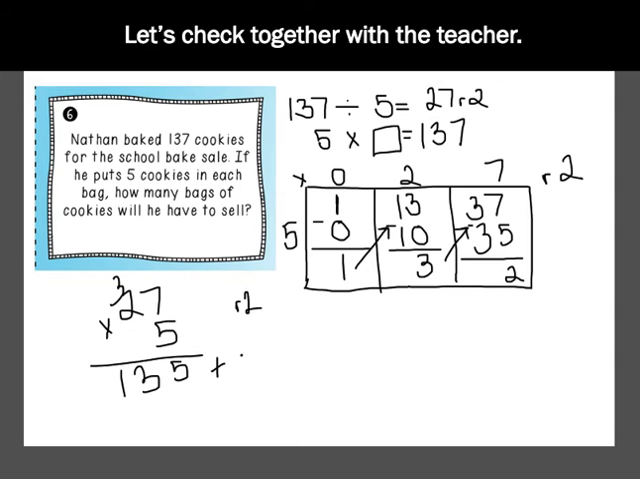Plus the 2 extra cookies from our remainder that didn't have any bag to go in. So total, we are accounting for 137 cookies, just like Nathan started with. That remainder made this one a little bit more complicated than what you've done so far. Again, we'll focus on remainders tomorrow.